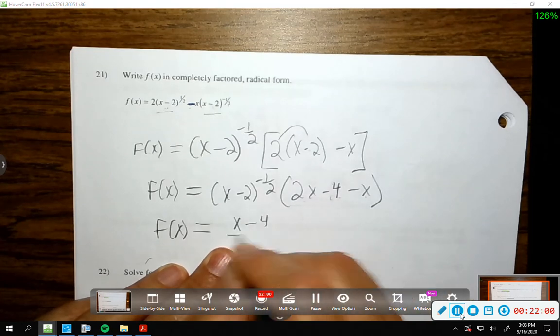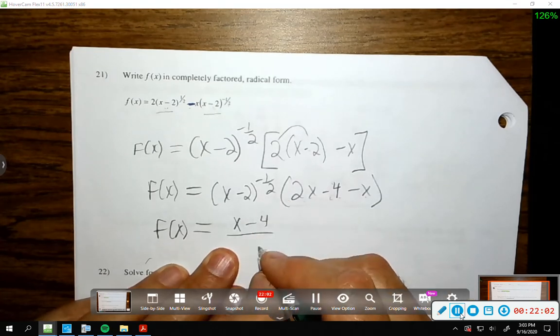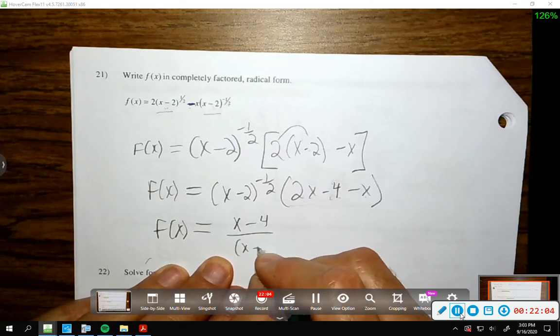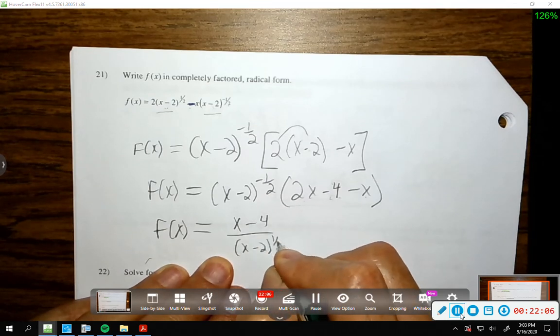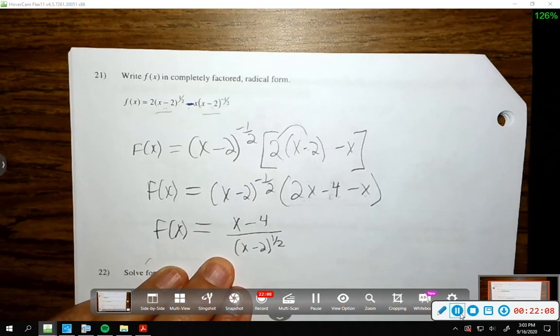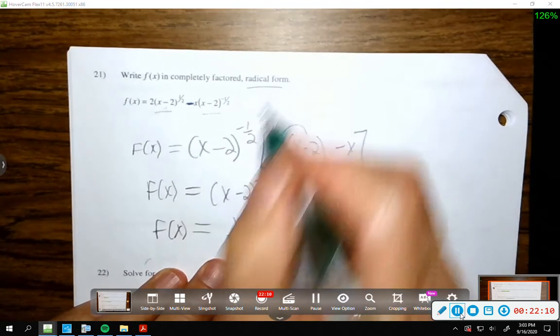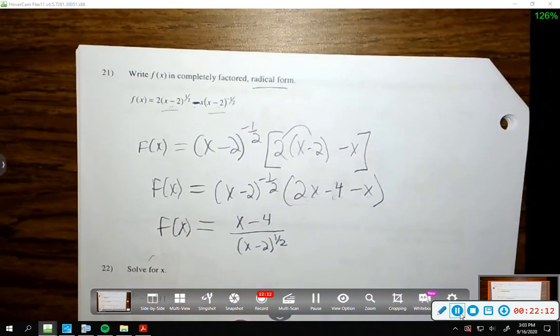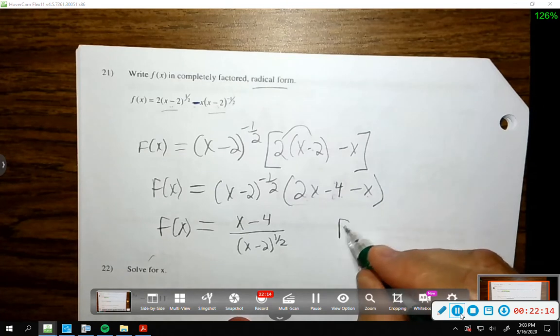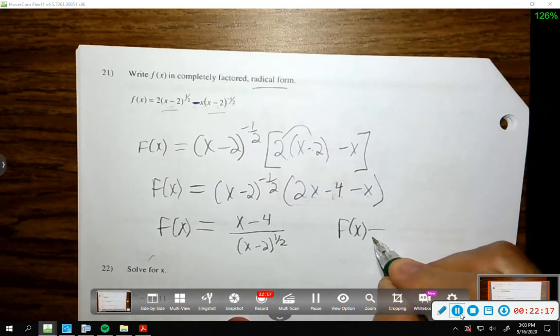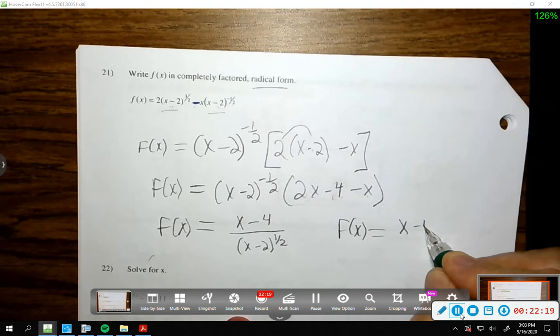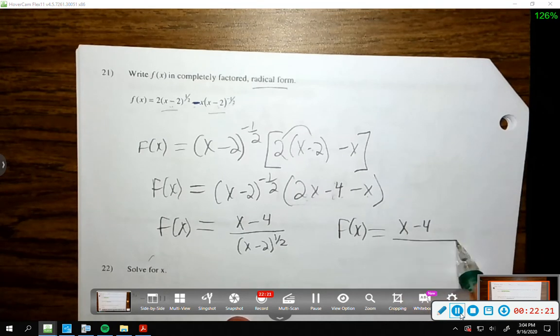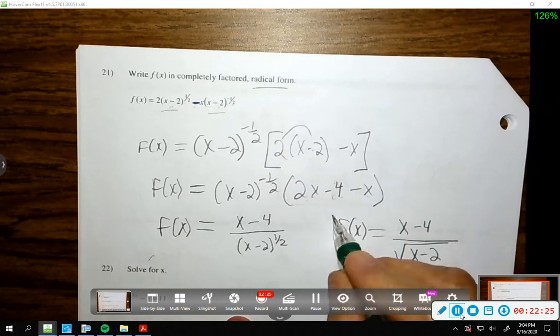To make this exponent positive, I have to drop the base down to the denominator. The directions say in correct radical form. A fractional exponent is not written in radical form. So anything raised to the 1/2 power is a square root. That's why we get this.